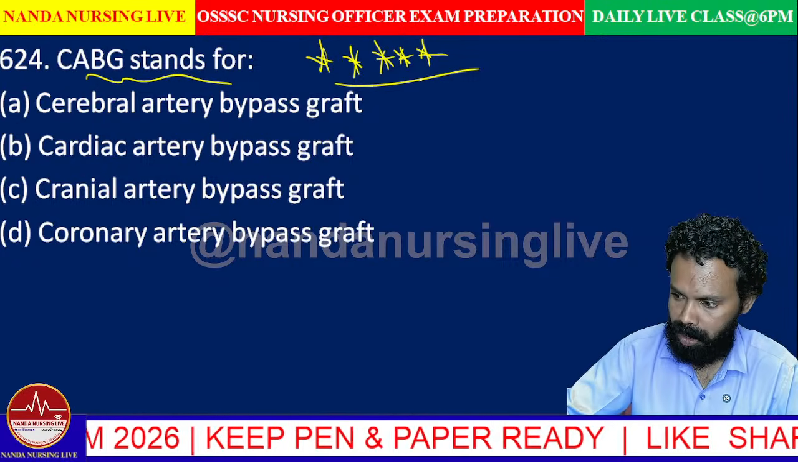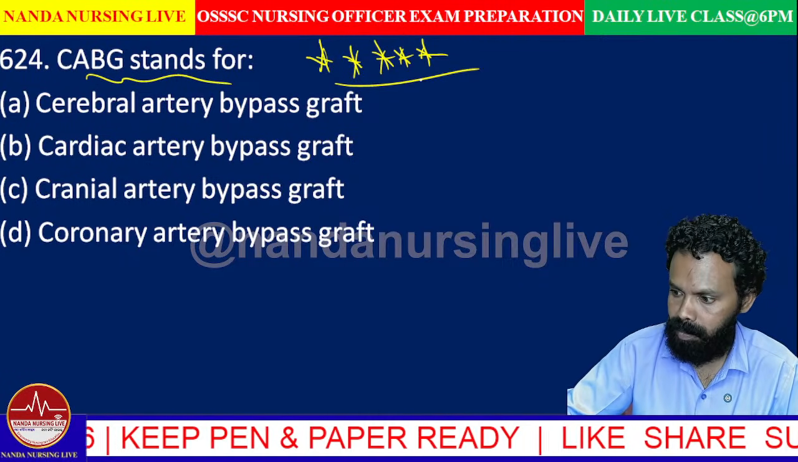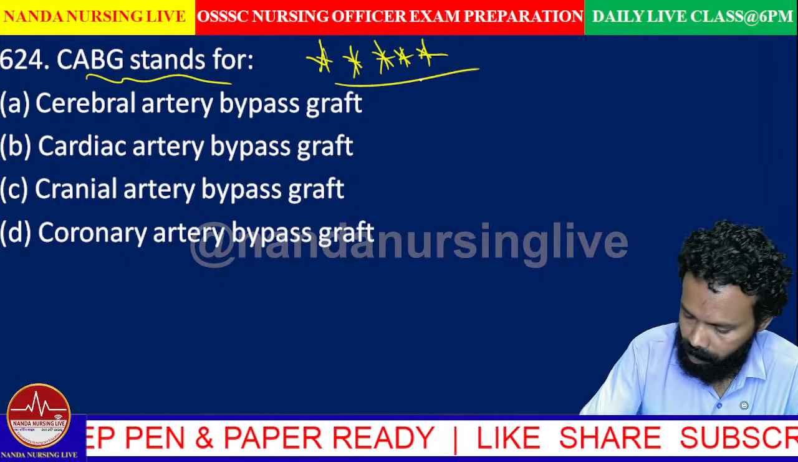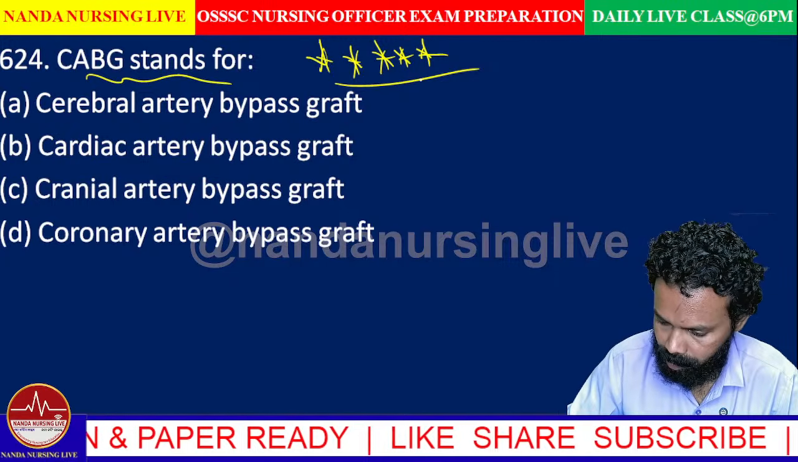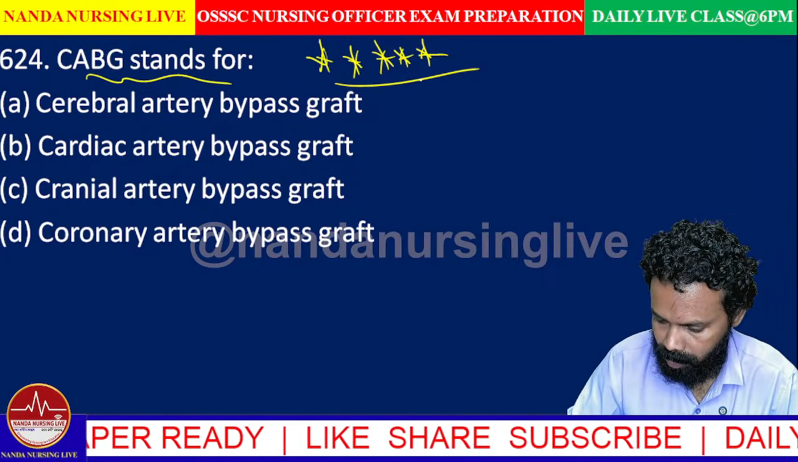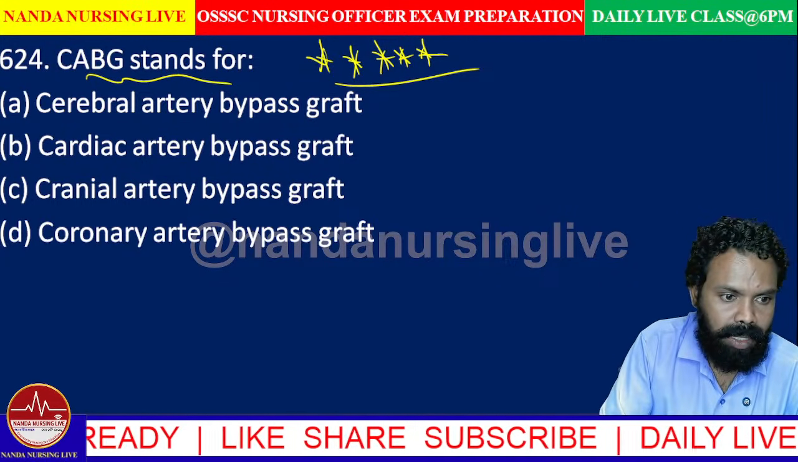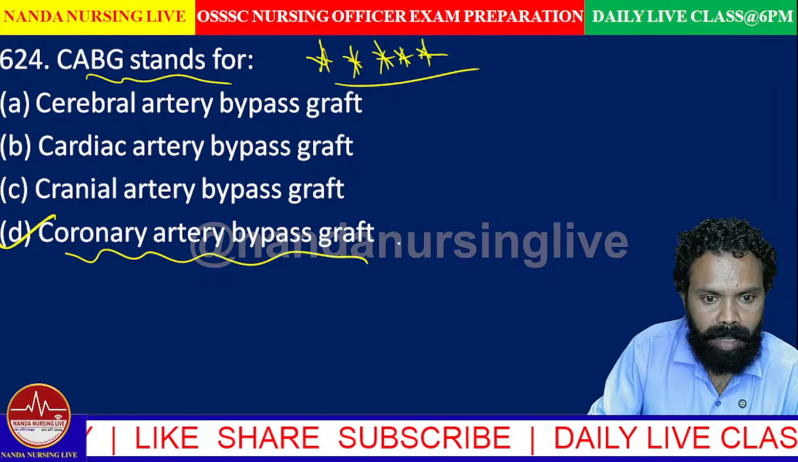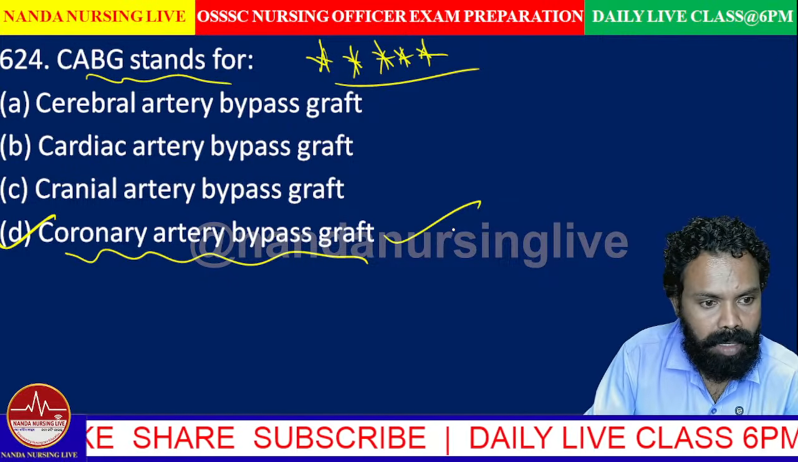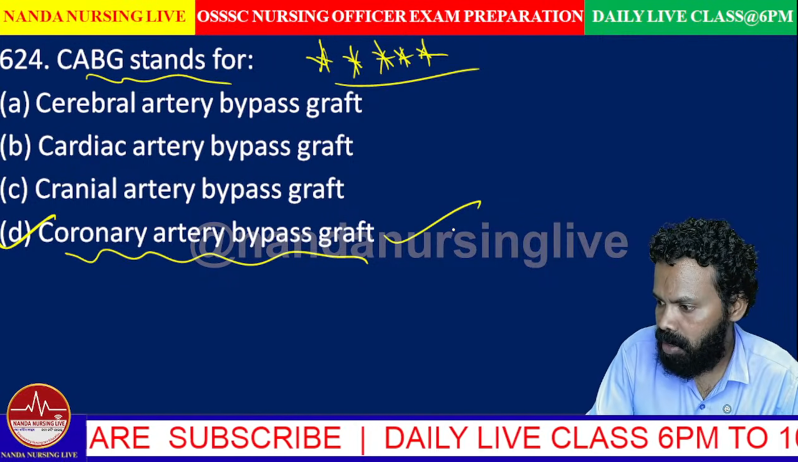So which option is the correct answer? Answer fast, answer fast, beta. Very good, very good. So the correct answer is option D, coronary artery bypass graft. CABG is coronary artery bypass graft.